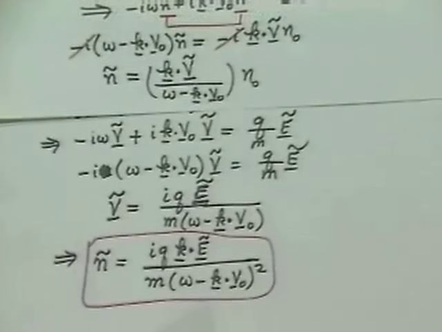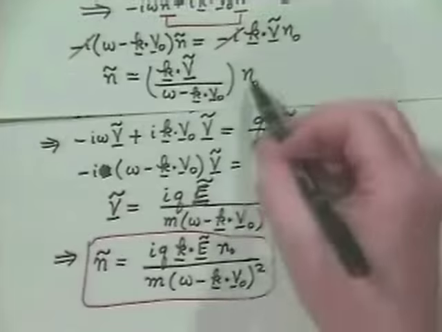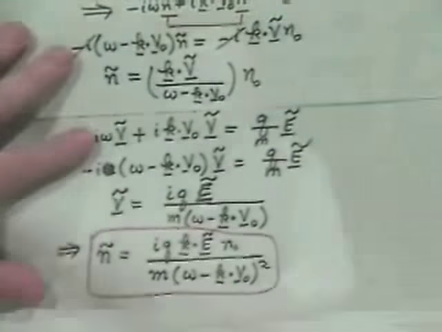Okay, now we want to specialize to the case of either electrons or ions. Aha, we will need an n naught here. Yeah, otherwise we'll miss it in a little bit. Yeah, good point. It was up here, just in the last form.